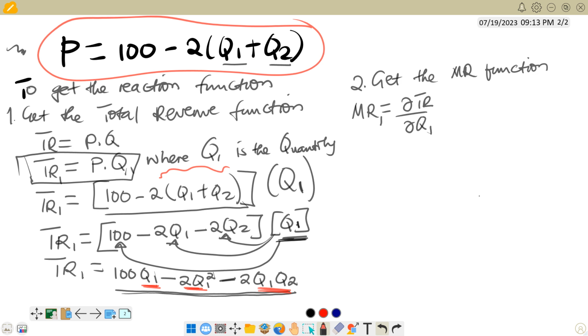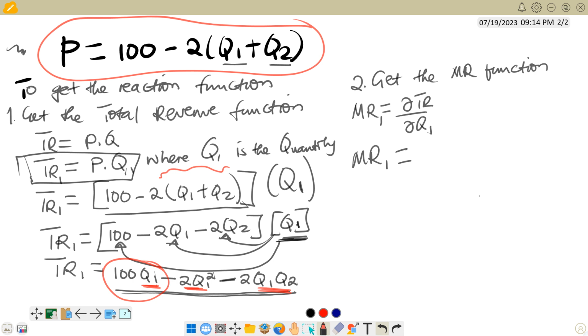Why partial derivatives? Well, it's because the function we are dealing with has two components. There's the component of Q1, and then there's the component of Q2. So we'll have to partially differentiate the total revenue function with respect to Q1 in this case. To get the marginal revenue function for firm number 1, we are going to differentiate the first part here, the 100Q1, with respect to Q1.